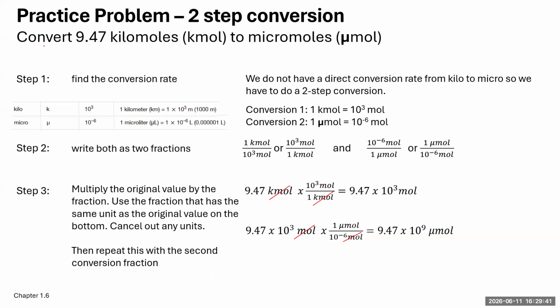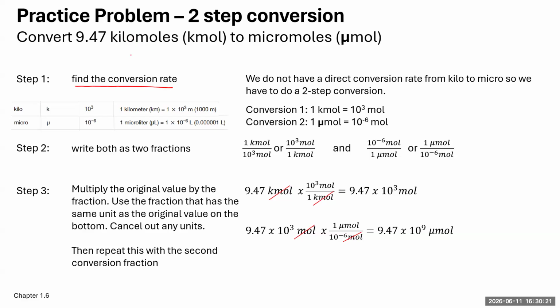This is going to be now a 2-step conversion, right? First, step 1, find the conversion rate. Let's try to go from kilomoles to micromoles. Well, if you look on your prefix table, you're not going to see a direct conversion to micro. There are tricks around this, but this is introductory chemistry. We don't want to show you shortcuts or things you're going to get confused with, so let's try this.